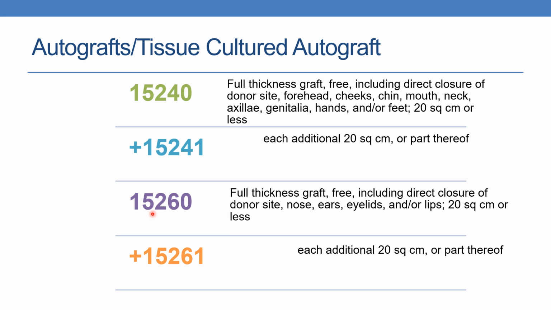The next code is 15260, which is nothing but full thickness graft, free, including direct closure of donor site. Anatomical sites are nose, ears, eyelids and/or lips. First 20 square centimeters or less, and for each additional 20 square centimeters you need to report plus 15261.